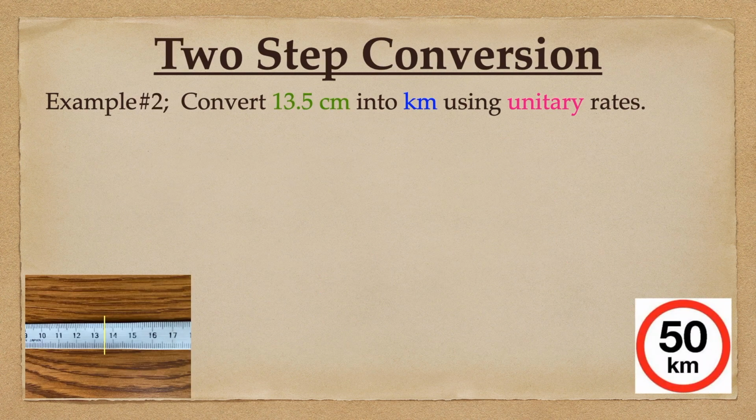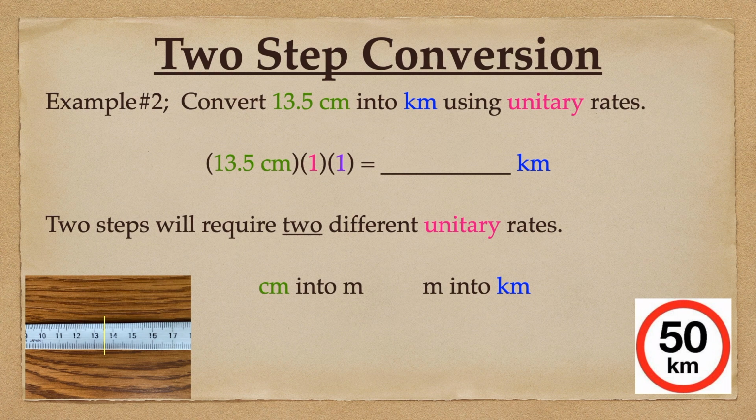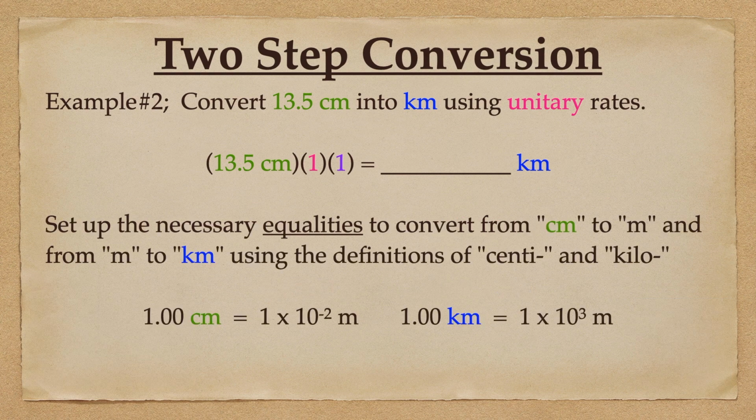In our next example, we will convert centimeters to kilometers using unitary rates, both compound units. The best way to perform a conversion from one compound unit to another is to convert to the base unit, meters, first, and then from the base unit to the other compound unit in the second step. 2 steps will require 2 different unitary rates, that is, 2 values of 1. First, set up the necessary equalities to convert from centimeters to meters, and from meters to kilometers using the definitions of centi, 10 to the minus 2, and kilo, 10 to the positive 3.